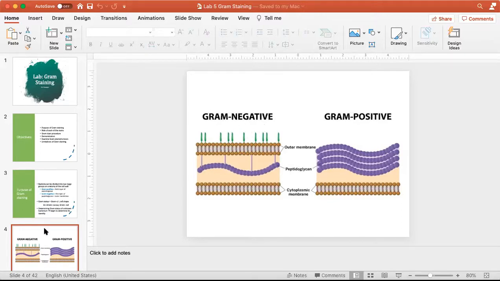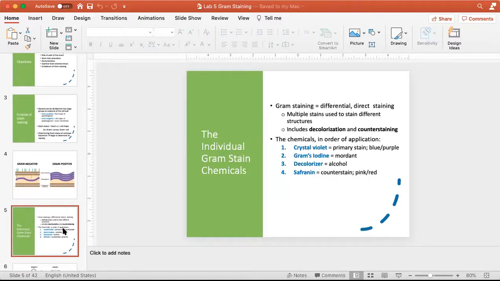So we're going to take advantage of the fact that gram-positive bacteria have a thick layer of peptidoglycan, and gram-negative ones have a very thin layer. We can stain those differently, differentially, in other words. There are 4 separate chemicals that we're going to use to do this procedure. This is a direct staining method because we will be staining the cells, not the background. So we could call this a differential and direct staining procedure.